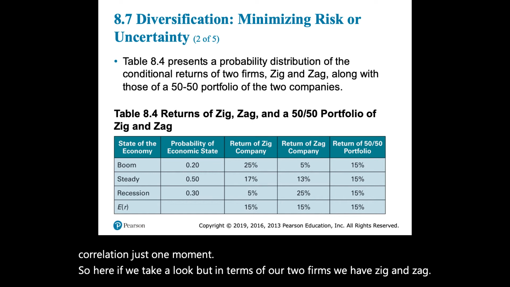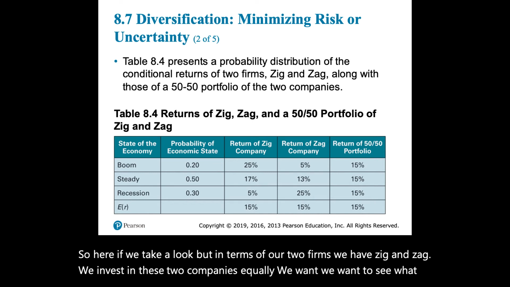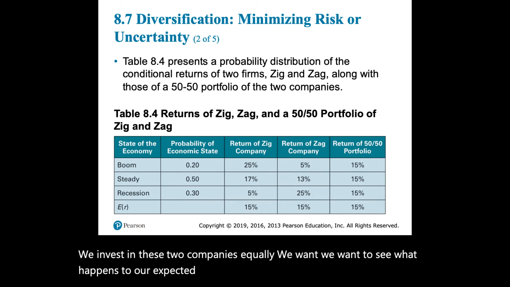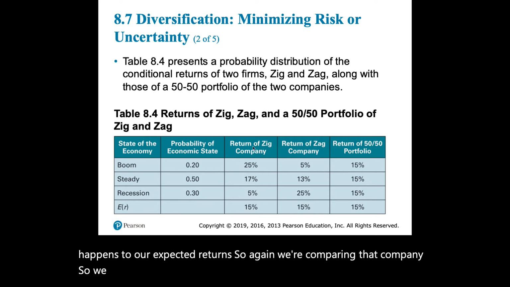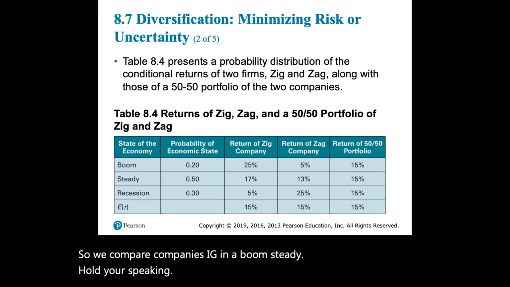Now we invest in these two companies equally. We want to see what happens to our expected returns. Okay, so again, we're comparing that company. So we compare company Zig in a boom, steady, and a recession economy. As you can see, company Zig does very well in a boom economy, does okay in a steady economy, and finally returns are okay in a recession economy.